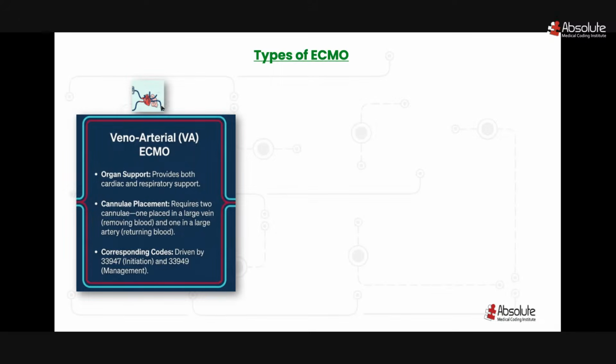So VA ECMO provides support to both the heart as well as the lungs. I have just placed a small image over here so that it will be easier to understand and remember. Here one cannula is inserted into a large vein to drain the blood from the body, while the second cannula is inserted into a large artery to return oxygenated blood back to the body. So, there you go, there is an image.